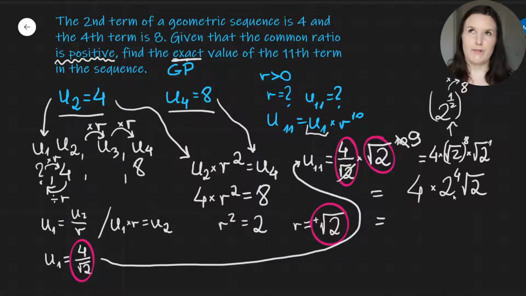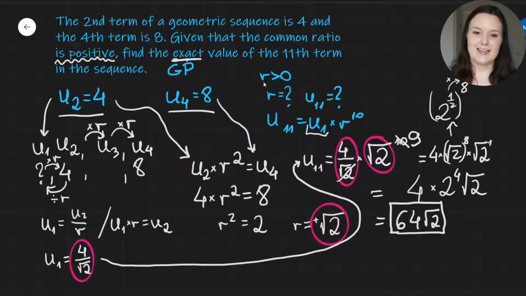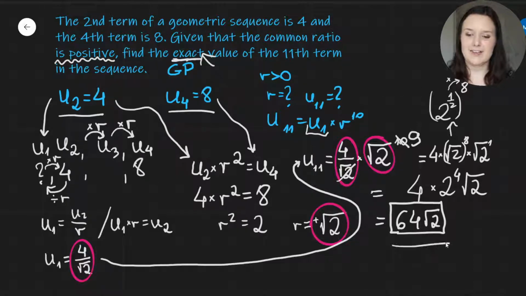And 2 to the power of 4 is 16. 16, and 16 times 4 is 64, if I calculate it correctly. Let's just check it, just in case. 2 to the power of 4 times 4 is 64. Okay, I was right. So 64 root of 2, and that's u11. That's the 11th term. Since I had to give the exact value, I will leave it like this. I won't round it or anything like that.